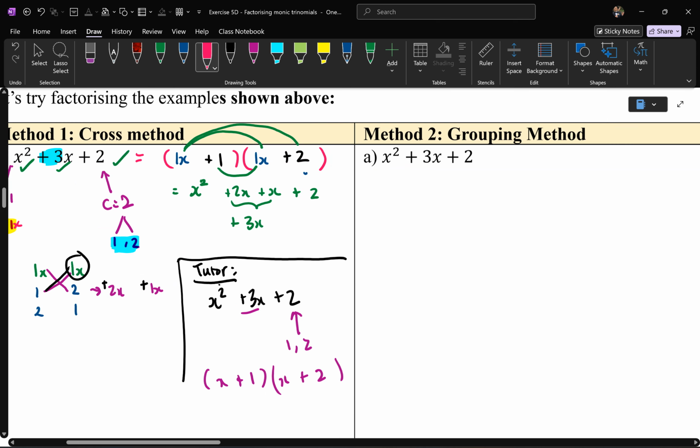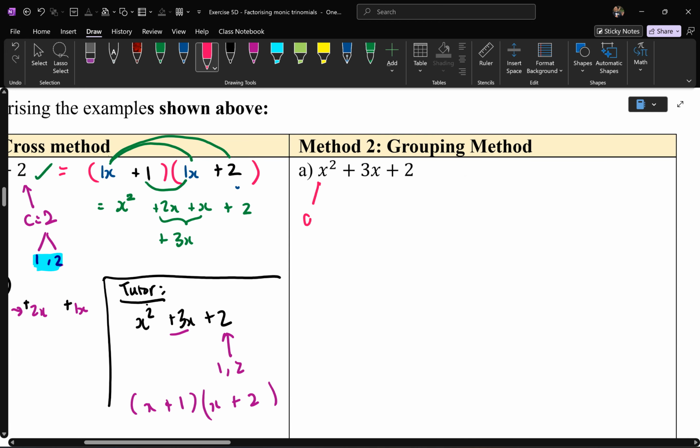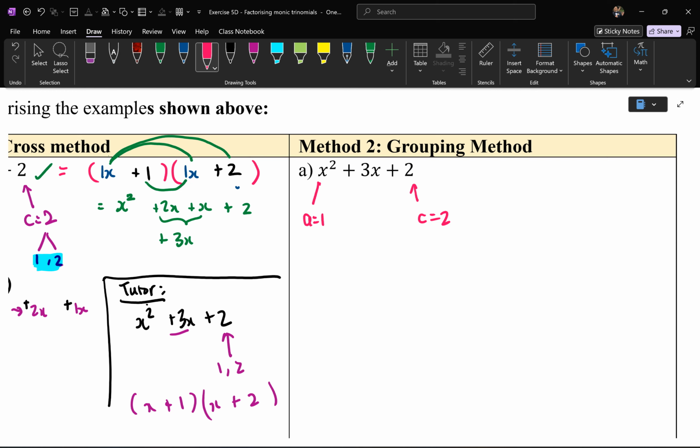So this is what your textbook teaches you. Textbook teaches you, again, same thing, A equals 1, C equals 2. So your textbook kind of merges between the tutor method and what I just taught you with the cross method. They'll say A times C, very similar to what we were saying before. So A times C, in this case it's 1 times 2, and we get 2. Then they say, can I get the factors of that, after the product, the factors of 2, so that you add or subtract to get 3.